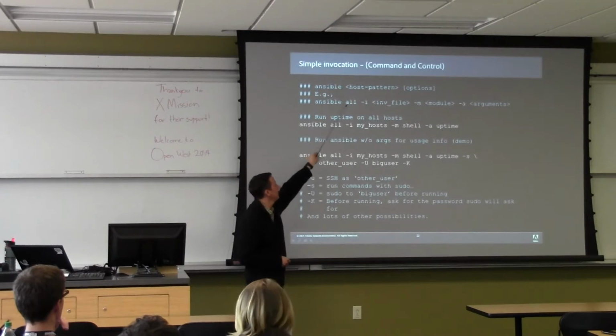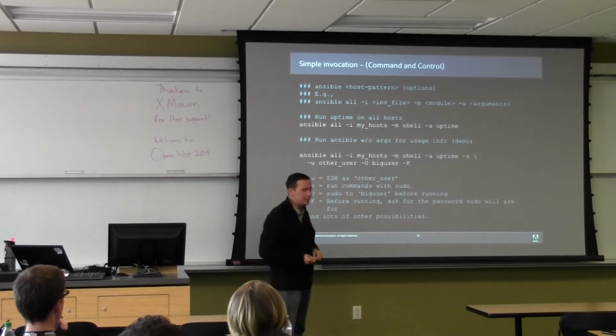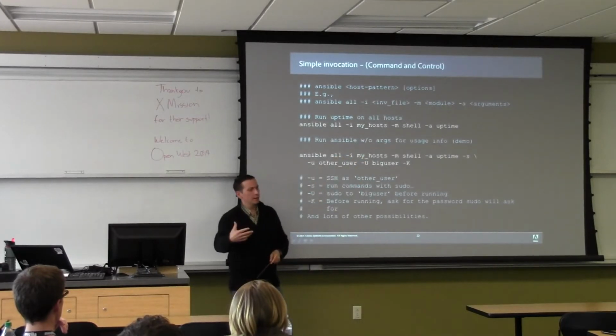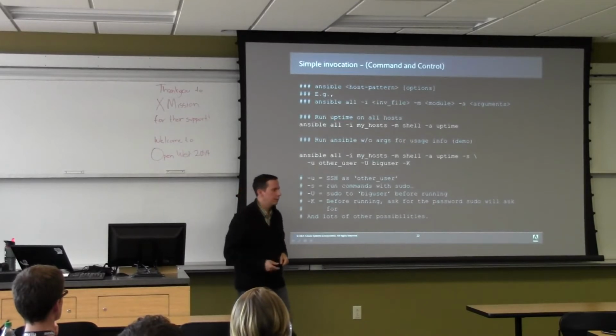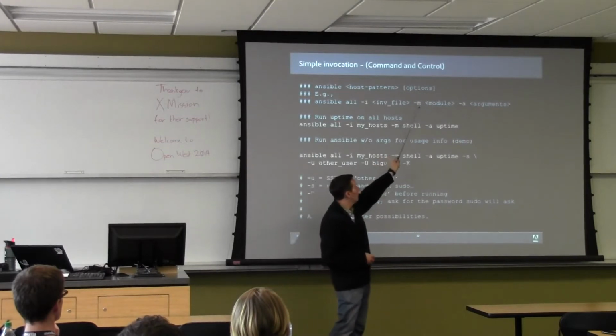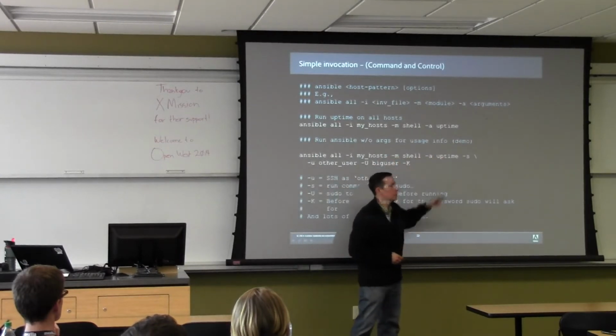Okay. Basic invocation looks like this. You say ansible, you give it a host pattern or a target pattern of the hosts that you want to target in your invocation. Pass -i for an inventory file, or you can set an environment variable, I think it's called ANSIBLE_HOSTS, to point to the file that contains your inventory. There's some other methods we'll talk about later. Specify what module you want to invoke, and then what arguments to pass to that module.